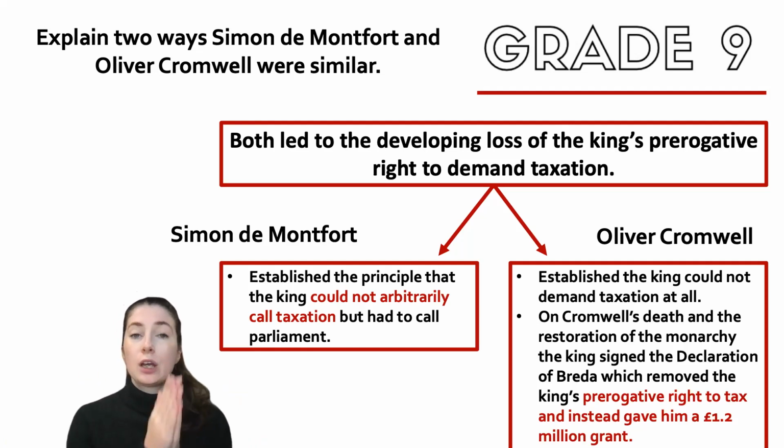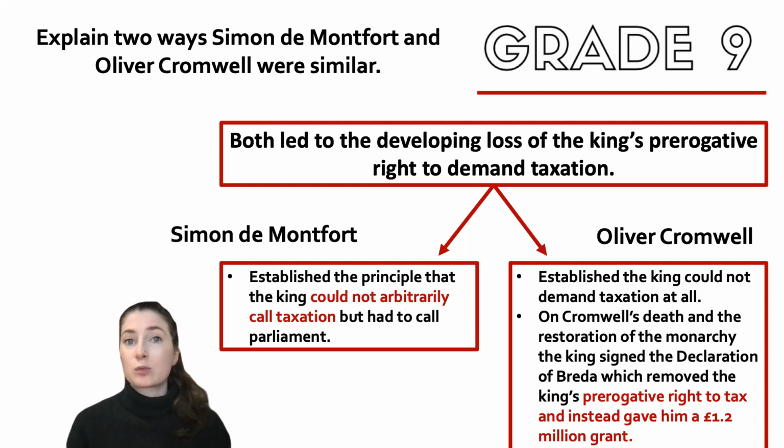Simon de Montfort started that process off because it was him during that period of time who said, actually, the king is not allowed to tax by himself. And that's very different to comparative rulers of the time. In France, for example, they had an absolutist king right up until the revolution and the king's execution. The king was able to tax whatever he wanted, whenever he wanted. In England, we don't have that.